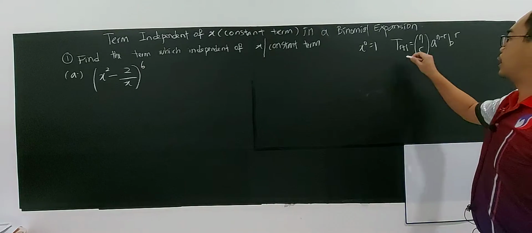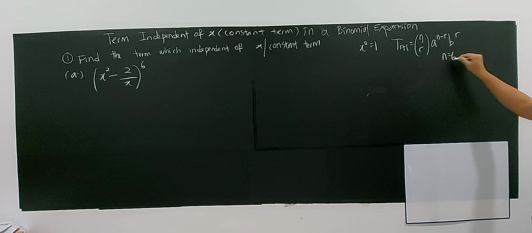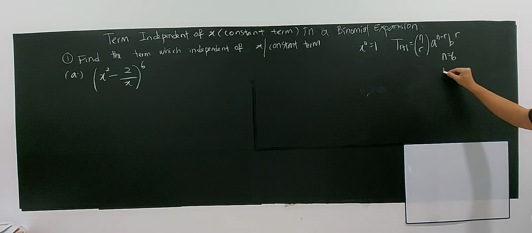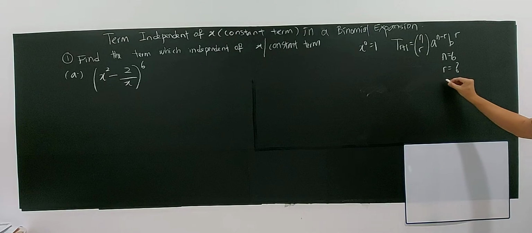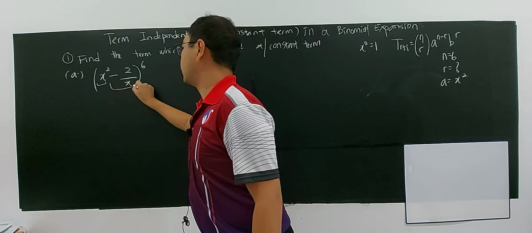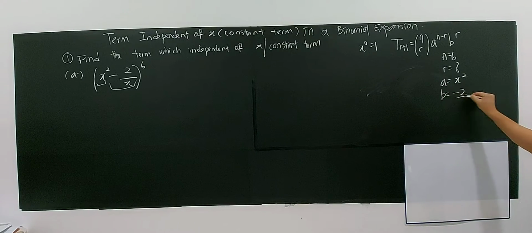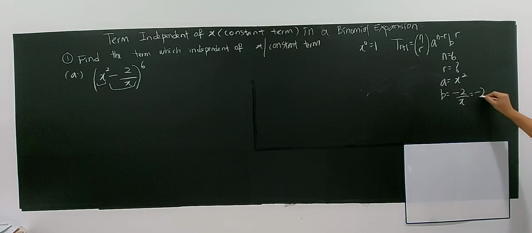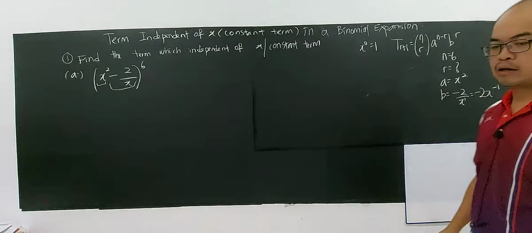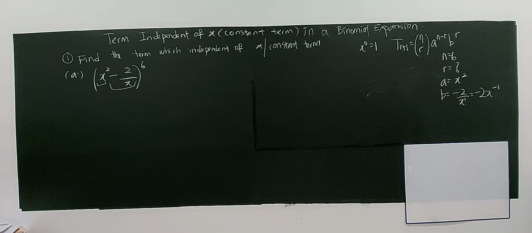You have the same thing. You have to identify the value of n. n is 6, and your r is something that you are searching for. Your a is x to the power of 2, and this will be your b, including the negative. You will write b as negative 2 over x. Usually I ask students to write it as negative 2 times x to the power of negative 1, when they bring x over. This is a very important reminder for you.